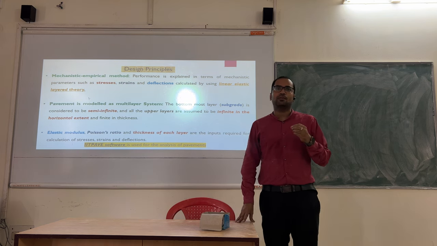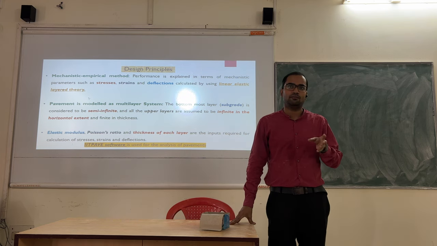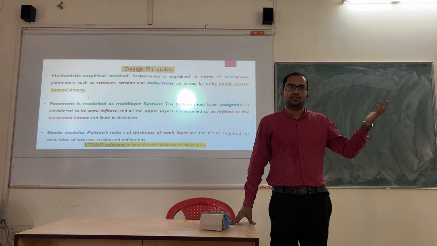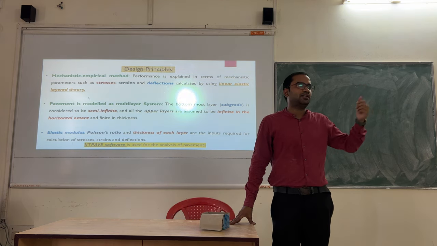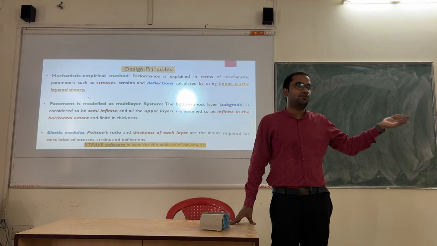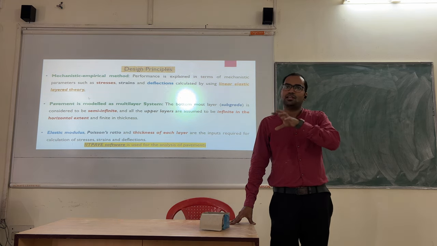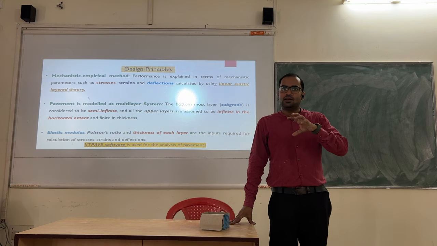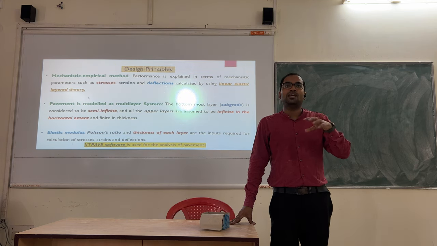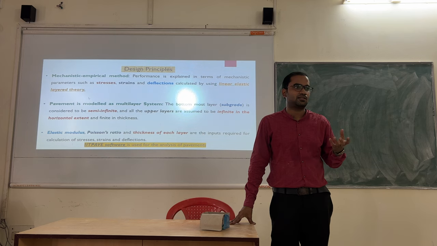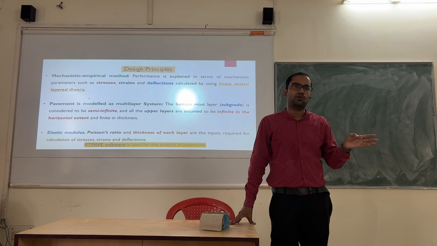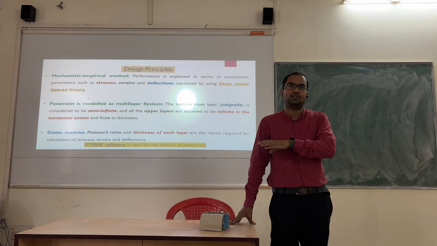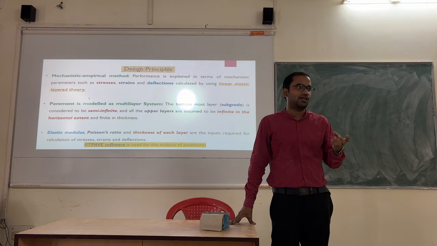The best example is the bituminous material. Whenever temperature varies, suppose today the temperature is 60 degree, another day 50 degree, some day 40 degree, based on the variation in temperature, the strength or the behavior of bituminous concrete changes. So it is a non-linear material type, because with respect to temperature, the property of bitumen varies. Why? Because viscosity changes.